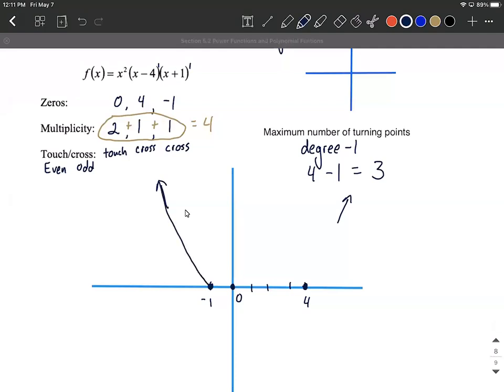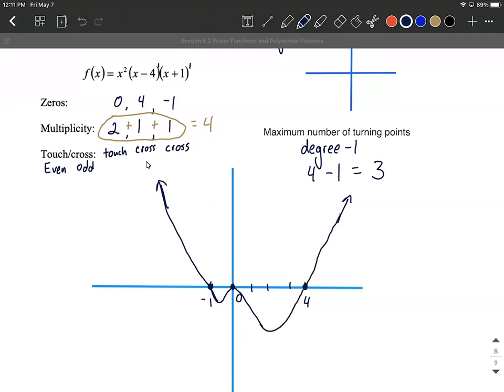So we get down, we cross the x-axis. The next one we get to is going to be at 0. We're supposed to touch the x-axis here. So come back up, touch the x-axis, come back the same direction, stay on the same side of the x-axis for this touch. And the last one we get to is at 4. We're supposed to cross the x-axis.